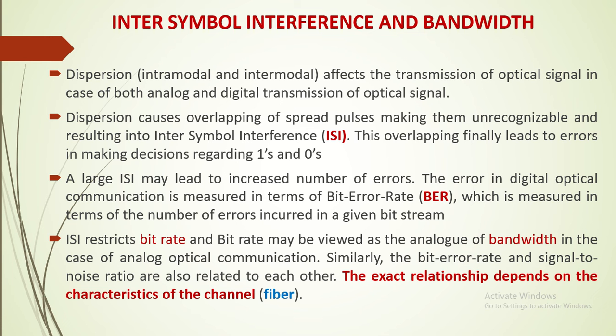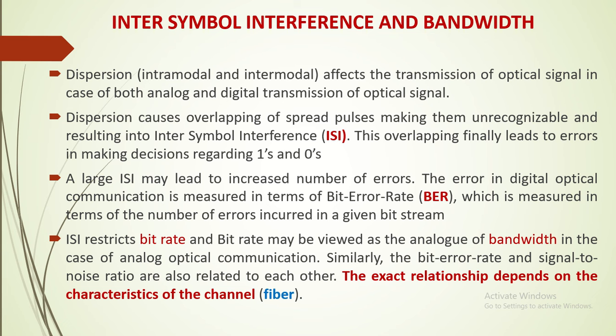So when I am considering a digital transmission, the light signals will be encoded into ones and zeros. When the pulse gets broadened, it overlaps with neighbor pulses. What will happen? This overlap will lead to errors in your received signal, regarding whether it is a one or a zero. A large ISI may lead to an increased number of errors. The error in digital optical communication is measured in terms of bit error rate, which is the number of errors incurred in a given bit stream.